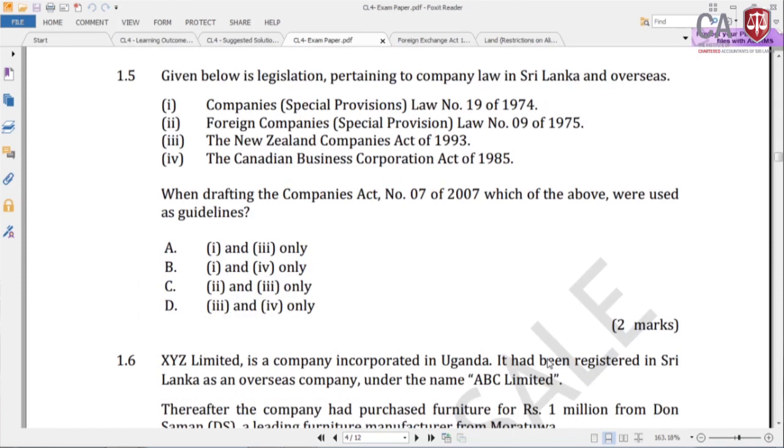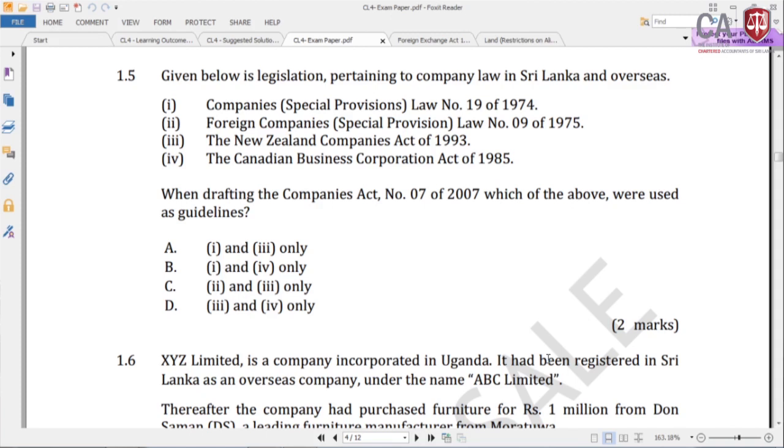Now next question. Given below is legislation pertaining to company law in Sri Lanka and overseas: Companies Special Provisions Law 19 of 1974, Foreign Companies Special Provisions Law 9 of 1974, New Zealand Companies Act 9 of 1993, the Canadian Business Corporations Act of 1984. Now what are these things? They say, given below is legislation pertaining to company law in Sri Lanka and overseas.